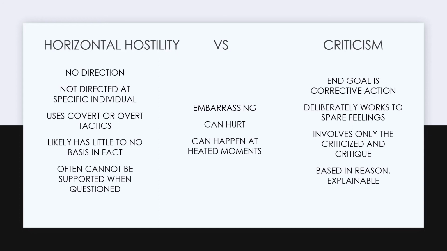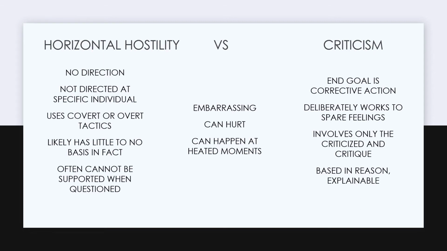Horizontal hostility often has no direction and is not intended to reach an end goal, whereas constructive criticism has an end goal of a corrective action. Horizontal hostility may use covert or overt tactics, whereas criticism deliberately works to spare the feelings of the individuals involved. Horizontal hostility, when questioned, often cannot be supported because it often has little to no basis in fact, whereas constructive criticism is based in reason and explainable.